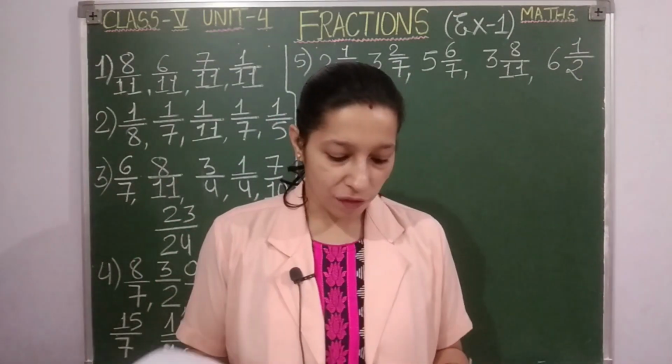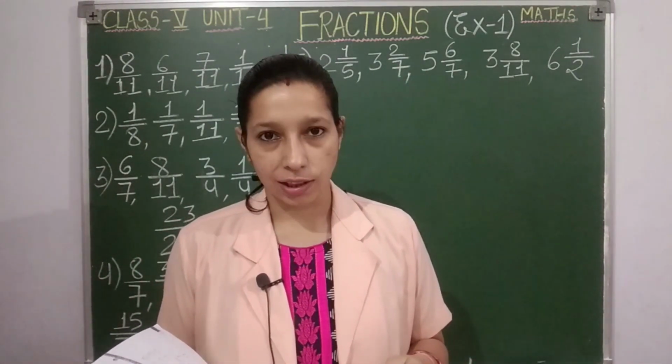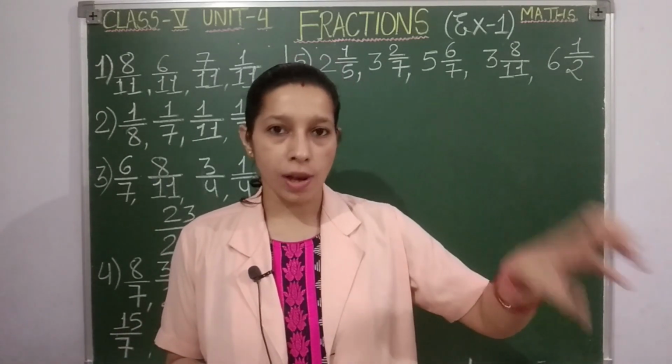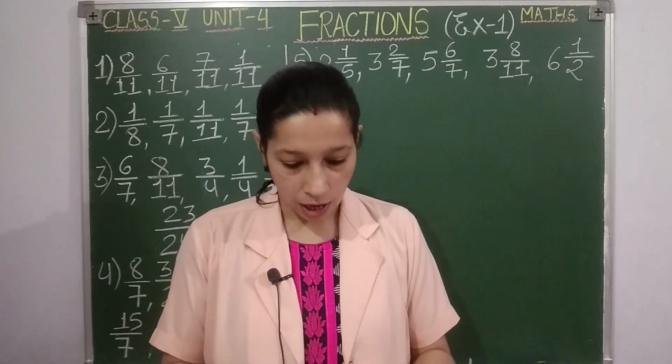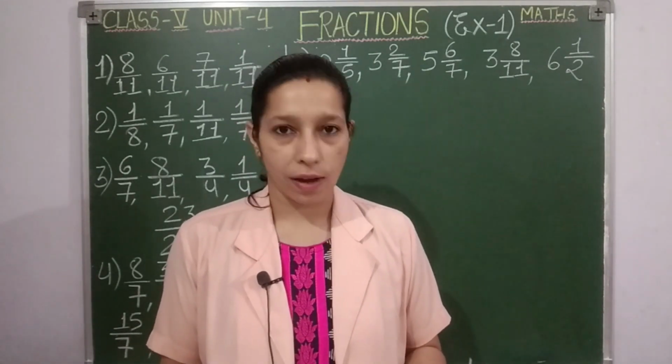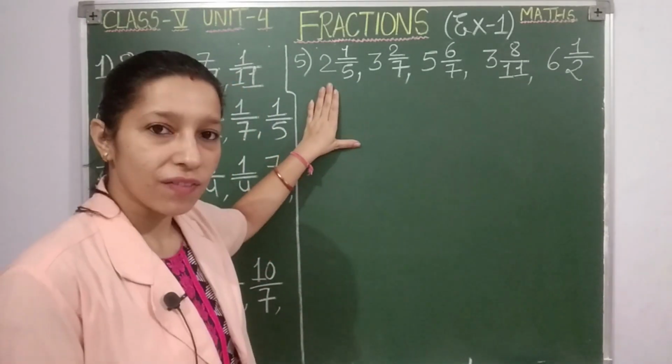Okay students, question number 5. Circle the mixed fraction in the following. Identifying a mixed fraction is very easy. It will be written as whole, then numerator upon denominator. So we can see 3 by 10 is not a mixed fraction. Then 2 whole 1 by 5. I have written here 2 whole 1 by 5 is a mixed fraction.